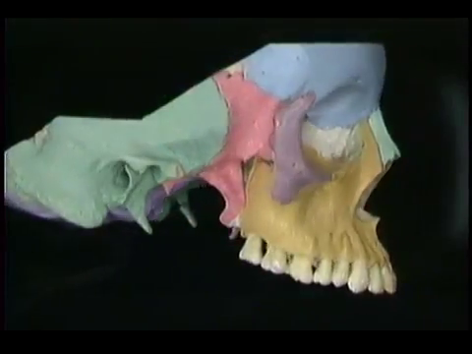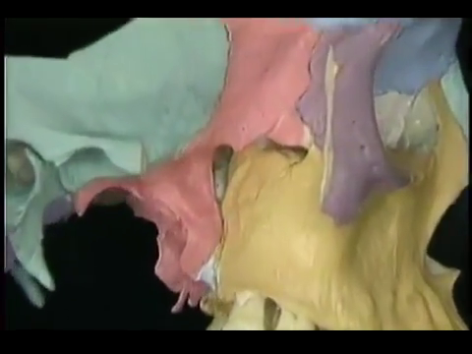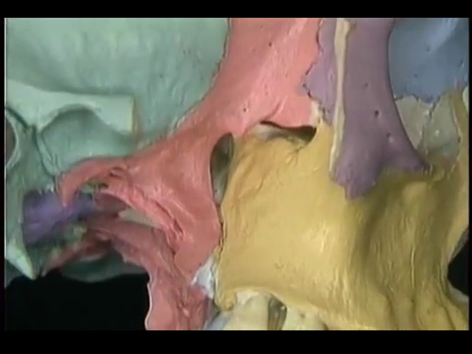Now we'll move on to look at the second and third divisions of the trigeminal, the maxillary and mandibular nerves. Before we look at these two nerves, which are both quite complex, we'll spend a minute reviewing the region into which they emerge. It's a little complex too. To see it, we'll first look at a dry skull in which the zygomatic arch has been removed. Here's the area we'll be looking at.